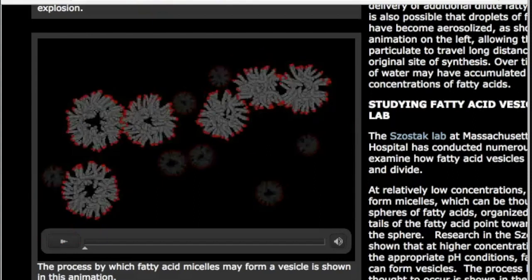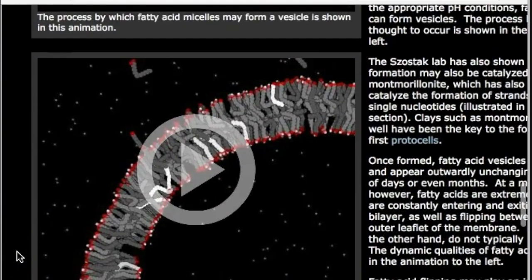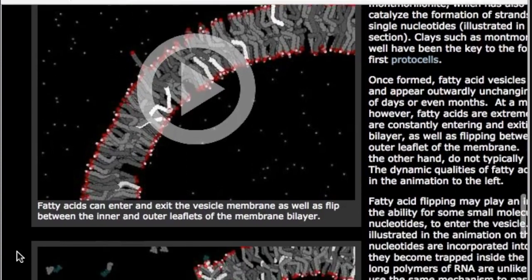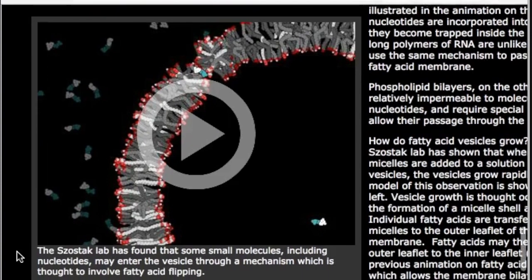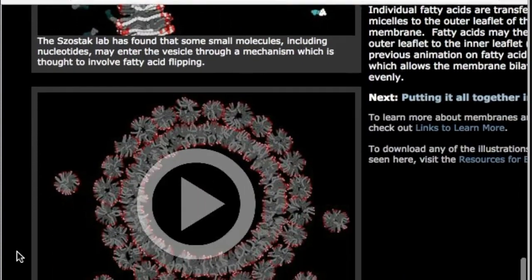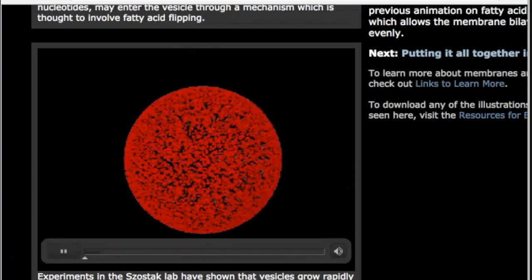So membranes can form spontaneously, is what this is saying, and we've been able to observe this in the lab. There's a couple of other videos here that you can look at about how they can grow. Let's take a look at how a membrane can get bigger and bigger in this video.